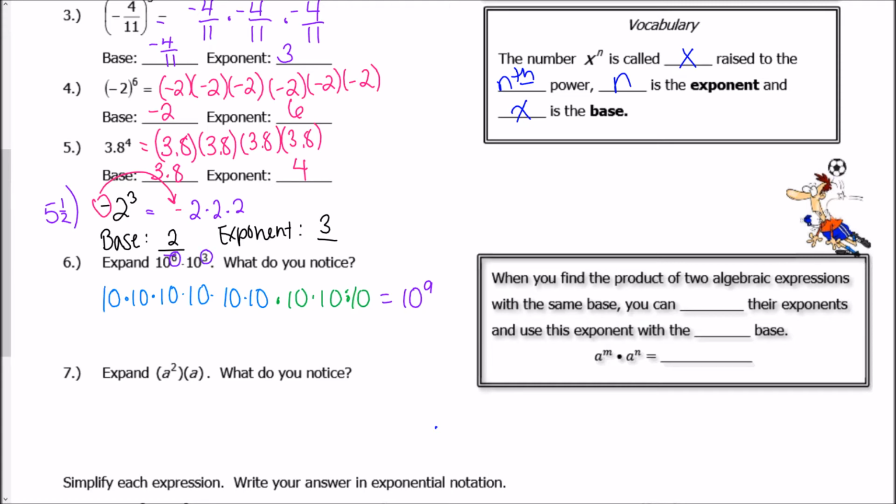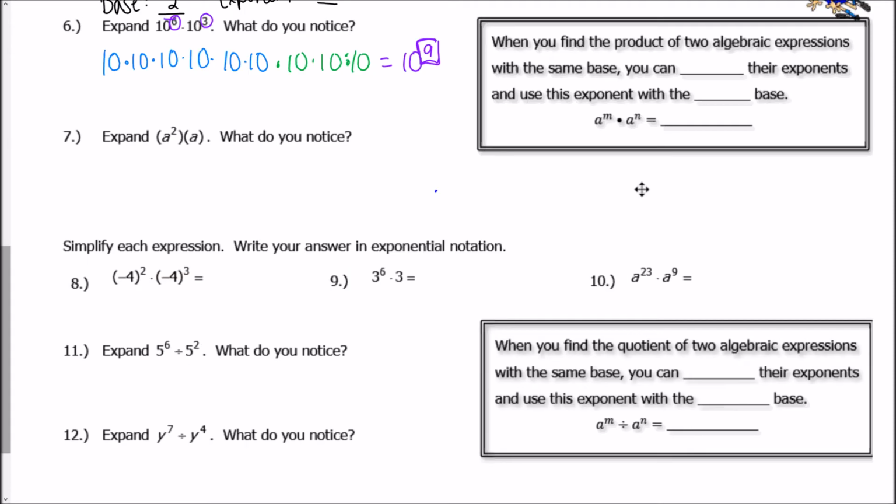So right here, if you notice, there was a 6 and a 3, and we ended up getting a 9 right here, okay? So looking at number 7, number 7 says a to the power of 2 times a to the power of 1. So a to the power of 2 is a times a, and a to the power of 1 is just a. So altogether, I'll get a to the power of 3. So we have 2 and 1 to give us 3. Here we have 6 and 3 to give us 9.